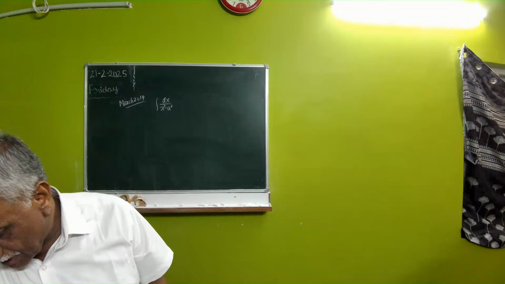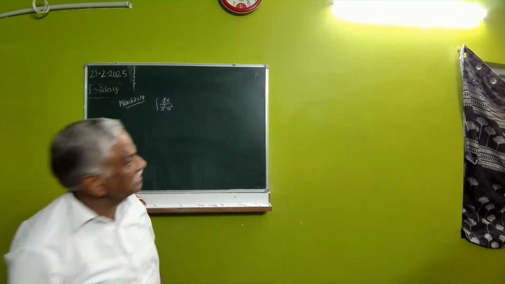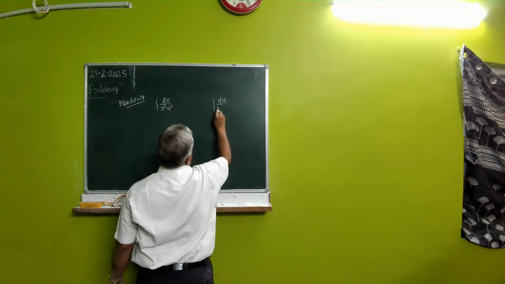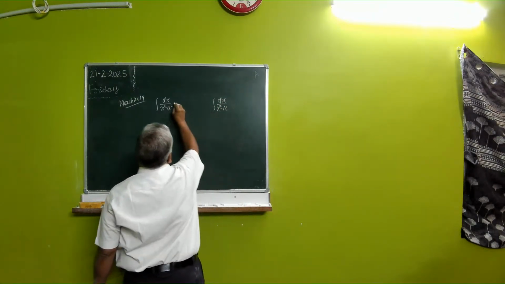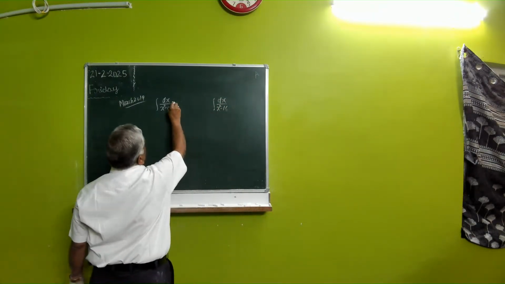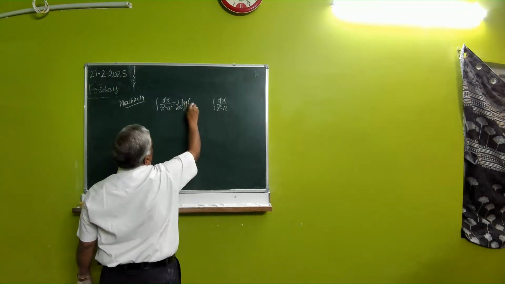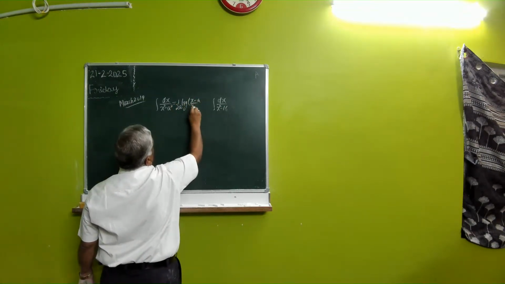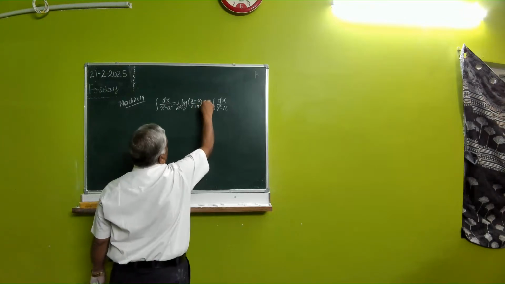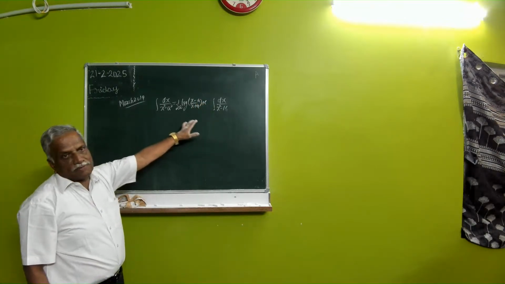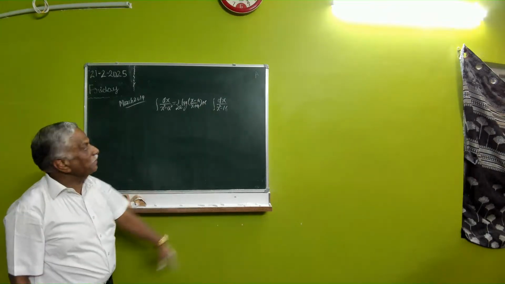You have to find this and evaluate the integral of dx over x square minus 16. I am writing the formula directly because you already worked it out: 1 by 2a log of x minus a over x plus a plus c. I am reminding you, we have used partial fraction. Here I am writing directly because already we have done it today.